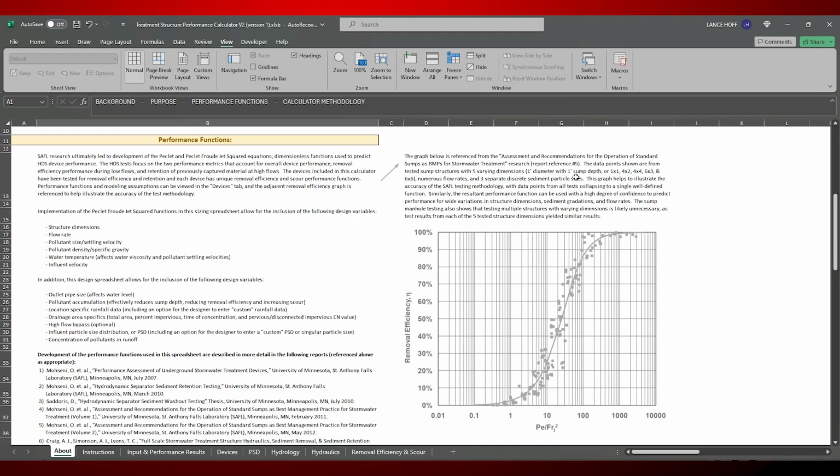Considering the extensive range of test inputs, the degree to which the results collapse to a well-defined trend and performance function exhibits the impressive accuracy of the test protocol. Similar testing is also performed at much higher flow rates to determine device-specific performance for scour and washout of previously captured pollutants, which is significant for some devices. Because this is the only methodology that incorporates the effects of scour and washout on a device's overall performance, it is the only methodology that provides the full picture of how hydrodynamic separators function in the field.